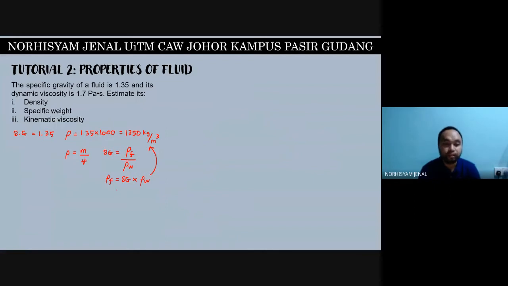So if I write it back, it will be 1.35 times 1000 equals 1350 kg per meter cube for the density of the fluid. That answers the first question.